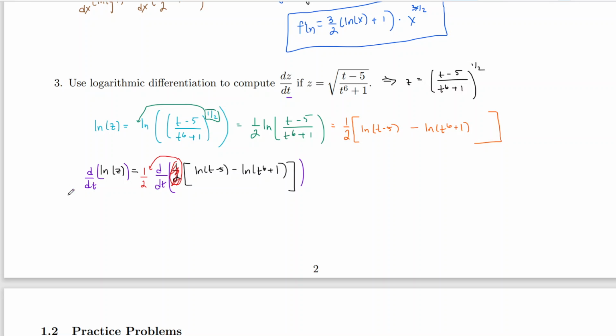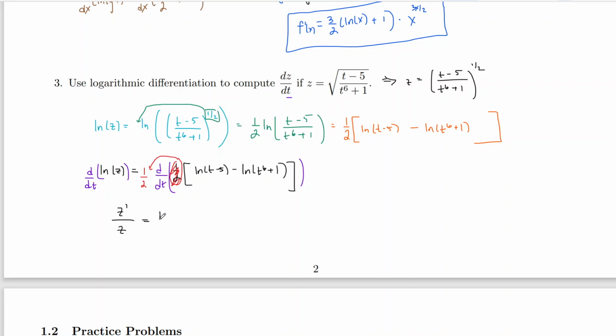All right, now on the left side here, what is the derivative with respect to t of the natural log of z? Well, the natural log, because the inside is not t, it's z, we do the derivative of the inside, which we can write as z prime, over the inside z itself. Now, what about the right side?